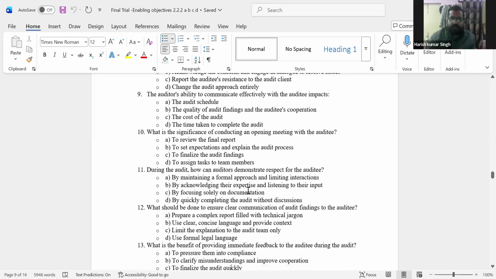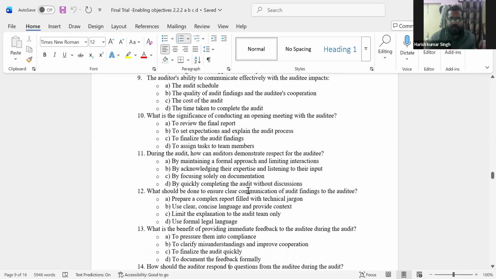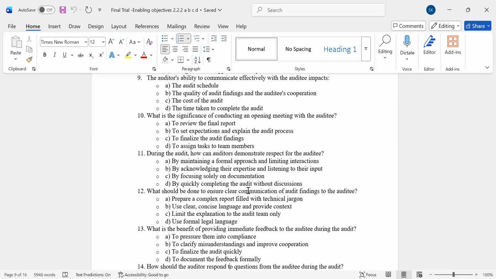Okay. Next question, 11th. During the audit, how can auditors demonstrate respect for the auditee? A. By maintaining a formal approach and limiting interactions. B. By acknowledging their expertise and listening to their input. C. By focusing solely on documentation. D. By quickly completing the audit without discussions. So B, sir, by acknowledging their expertise and listening to their input. Right. Anybody, any other answer?